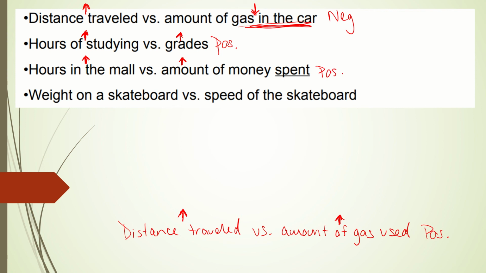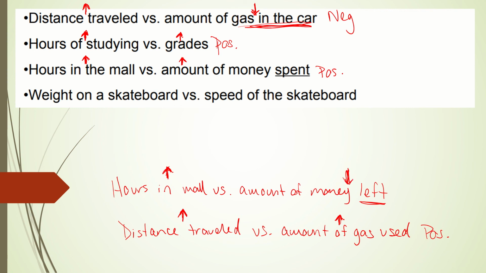Again, let me change the wording. If I say hours in mall versus amount of money left, the longer you spend in the mall, the less money you probably have left to spend. The less you have left. So in that case, it would be a negative correlation.